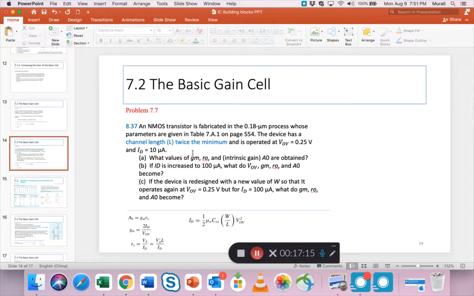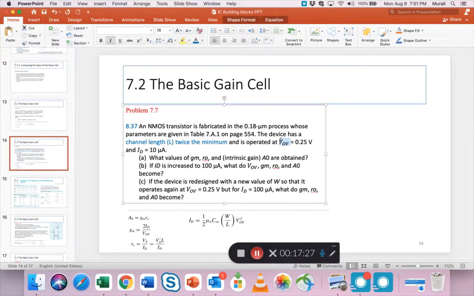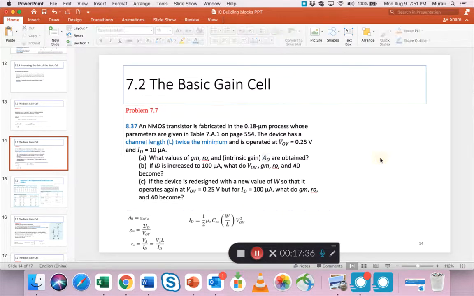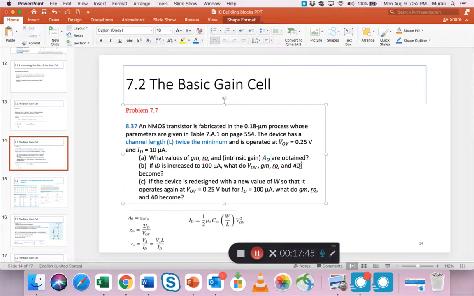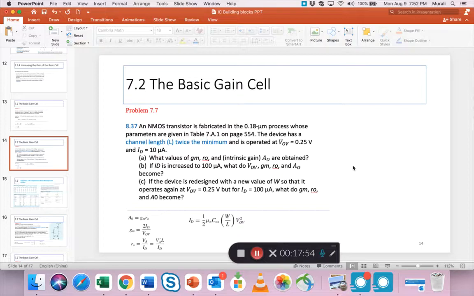So given all this information, find gm, ro and A0, the intrinsic gain. If ID is now increased to 100 microamps, so first he says 10 microamps, then he says ID is increased to 100, then what happens to all these values? That's an interesting thing.